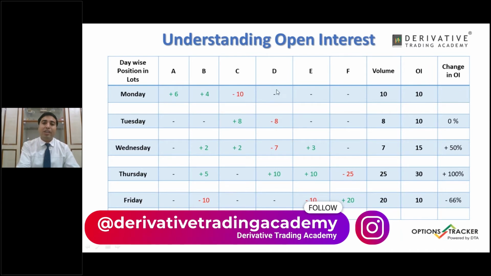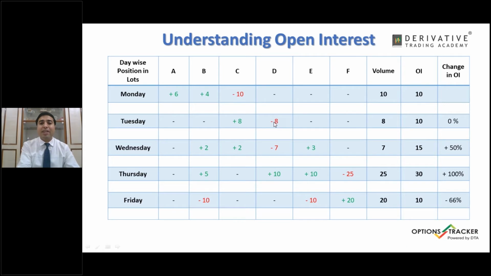Now look at D. He did not have any positions earlier, but on Tuesday he has taken 8 positions on the short side. So on Tuesday only 8 lots traded: C has bought while D has sold. So the volume is 8, but open interest is 10. Now how is the open interest 10? Volume is 8, but open interest is 10.